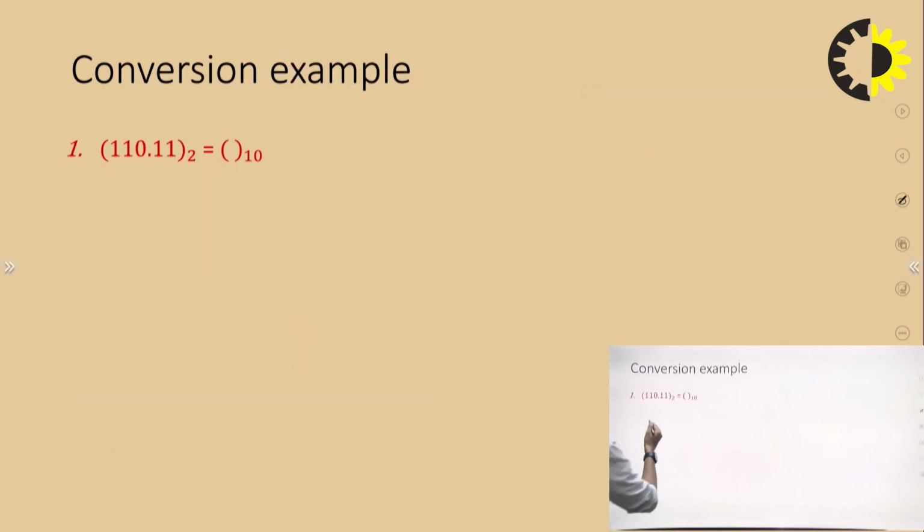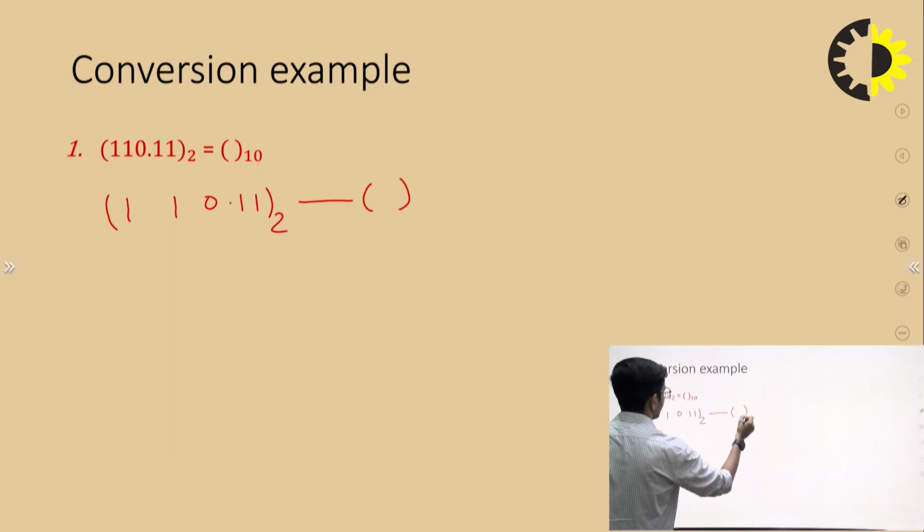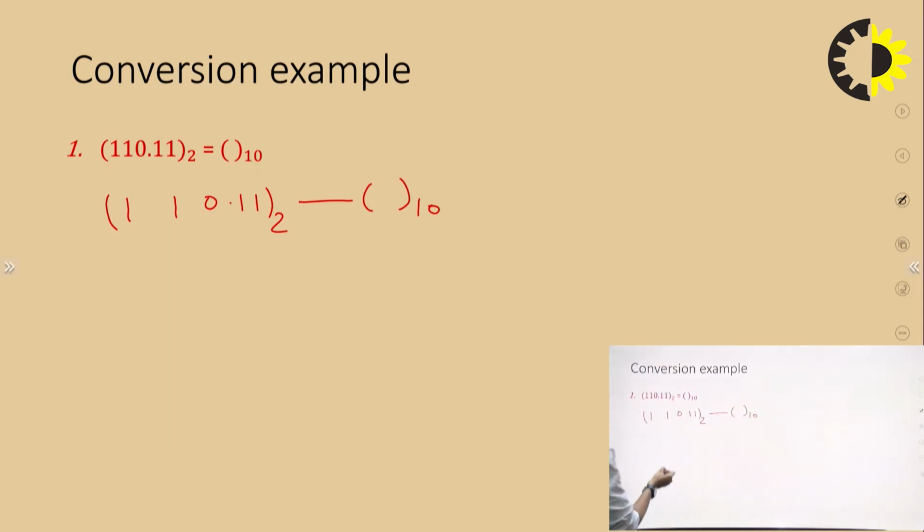For example, we want to convert the number 110.11, whose base is 2, into a decimal. So how can we proceed? As I told you, before the decimal point we have to move from right to left. After the decimal point, we have to move from left to right. And we multiply by the power of the base positively from right to left, and from left to right it should be negative.